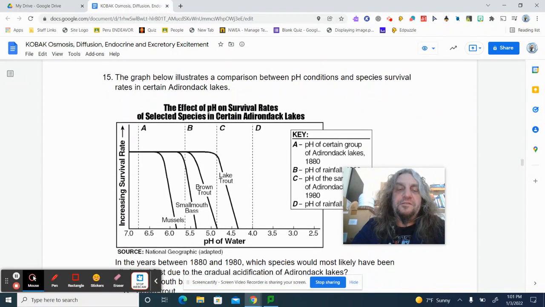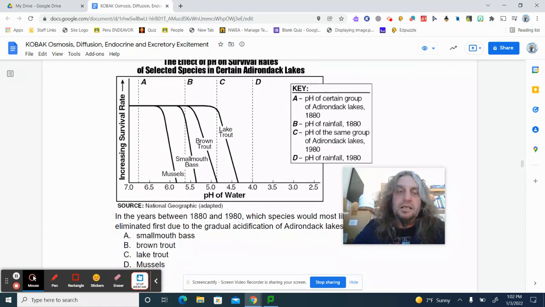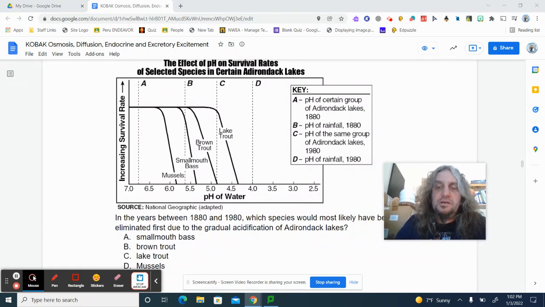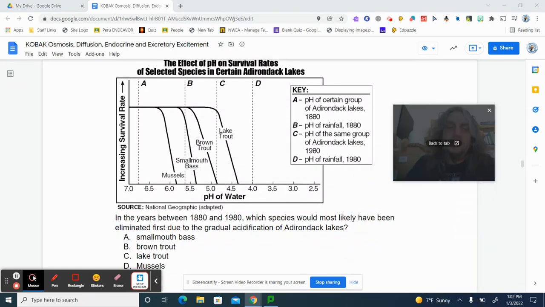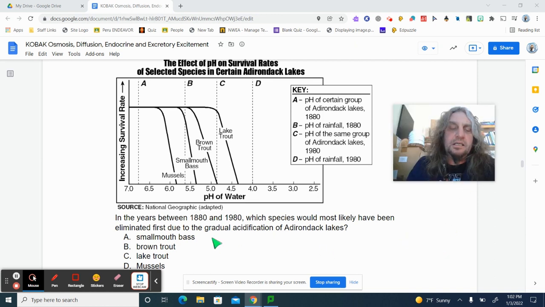The graph below, question 15, illustrates a comparison between pH conditions and a species' survival rates in a certain Adirondack lake. The effect of pH on survival rate in certain Adirondack lakes. And you can see here that the y-axis is increasing survival rate, and then the x-axis is pH of water, which seems to be decreasing from 7 down to 2.5.